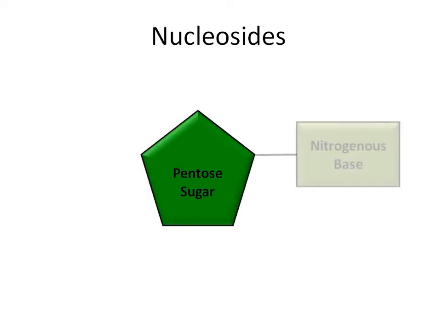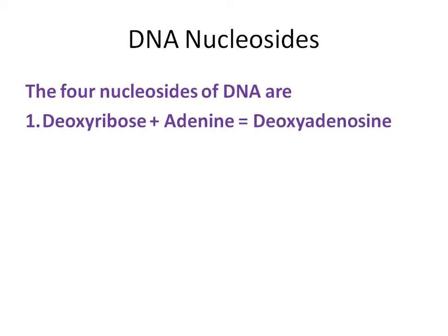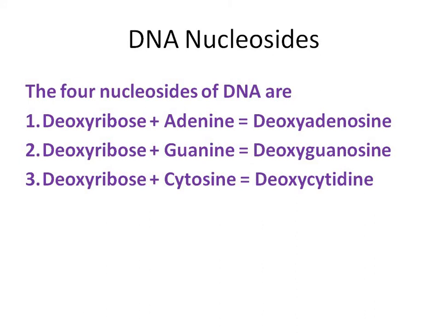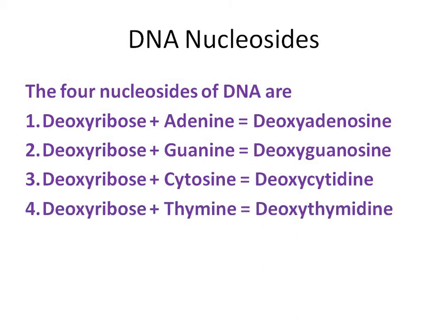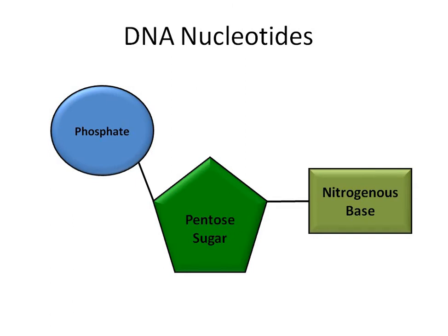Now, when a pentose sugar and the nitrogen base get attached, as I've told you, you get formation of a nucleoside. The four nucleosides of DNA are deoxyadenosine, deoxyguanosine, deoxycytidine, and deoxythymidine. Now to this nucleoside, DNA nucleoside, if a phosphate molecule is attached at the fifth carbon position, you get formation of a nucleotide.